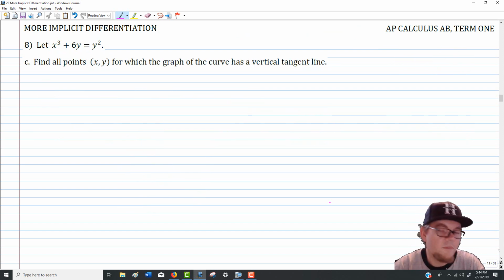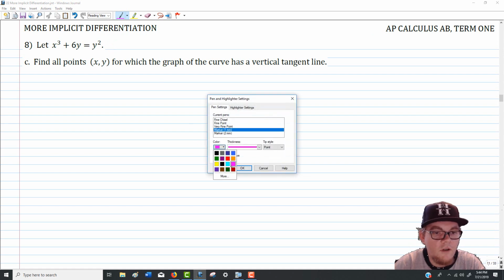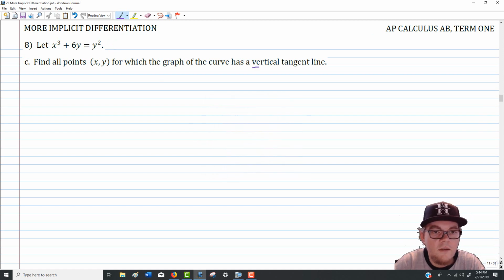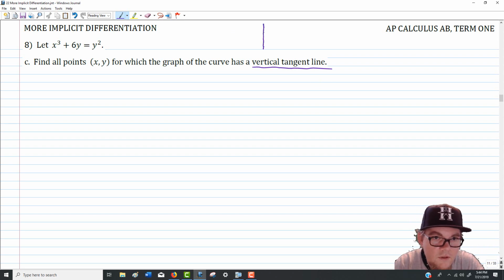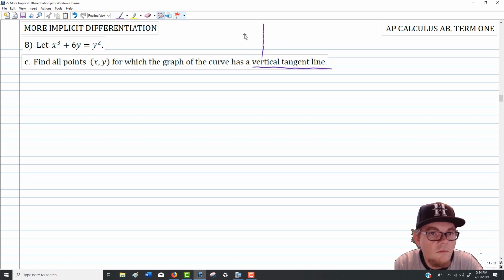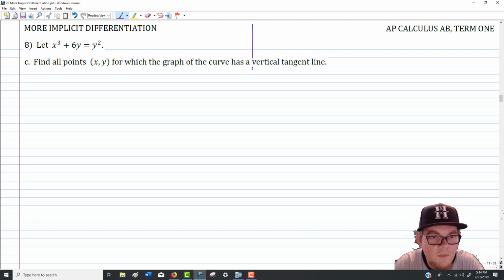8c then, not surprisingly, asks us to instead focus on where the graph of the curve has a vertical tangent line. We want to find that out next. So next for vertical tangent lines, looking at this piece, I'm going to try to draw it really effectively. It's a really ineffective ending. Oh, come on, really? Whatever. It's an exclamation mark.